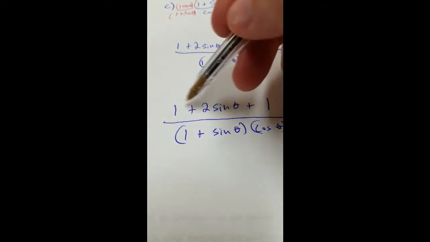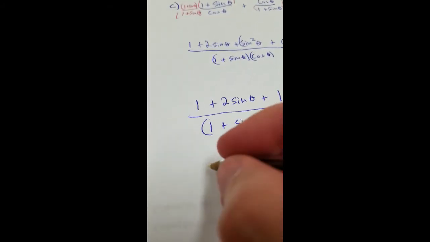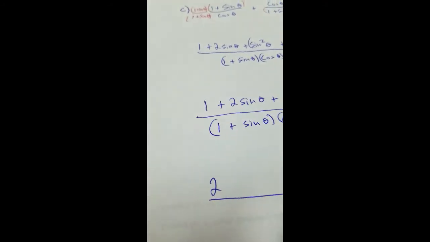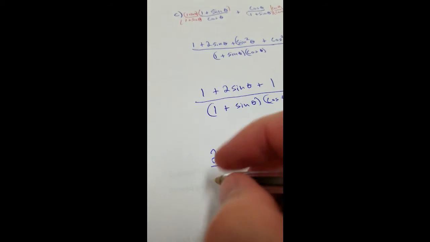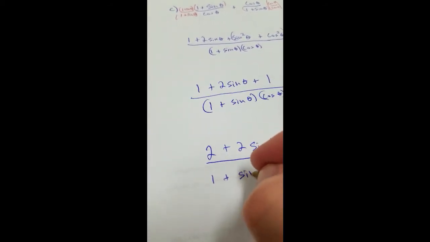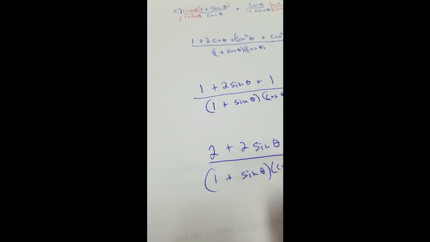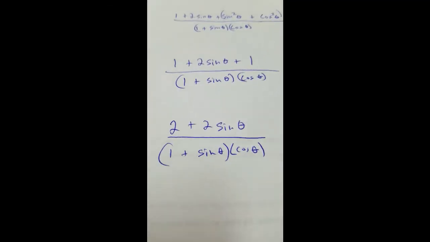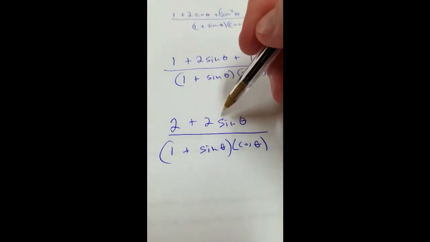All right, this will clean up. I got a 1 plus a 1. Hey, there we go, something easy for a change. So I now have 2 plus 2 sine theta over 1 plus sine theta times cosine of theta. Sorry. Can I do anything up here? Well, I hope you see it. I can factor out a 2. So let's factor out a 2.